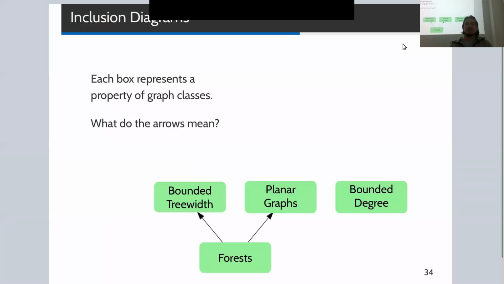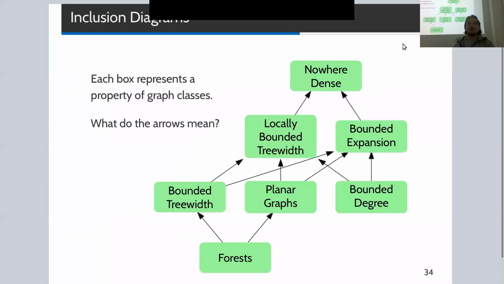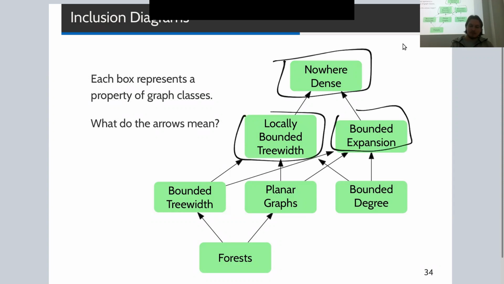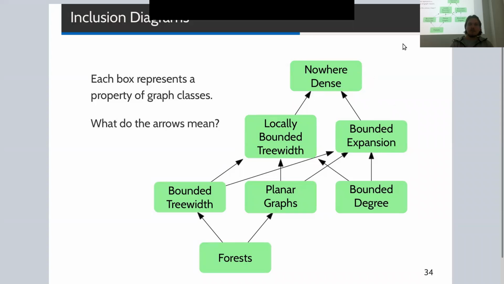And this will lead to some graph classes like this. So we will introduce nowhere dense graph classes, which will be at the very, very top of the hierarchy. And below, you would have bounded expansion and locally bounded tree width that generalize all the graph classes that we've seen so far. And on the second level, they're incomparable. So you cannot compare locally bounded tree width and bounded expansion, and the other way around.